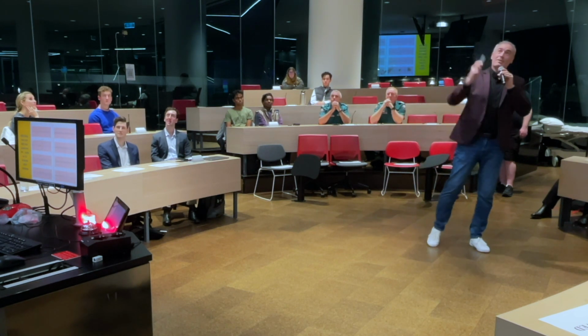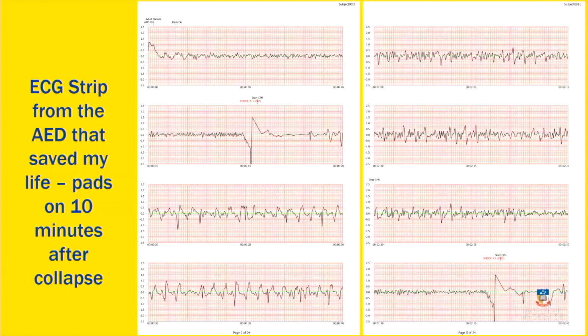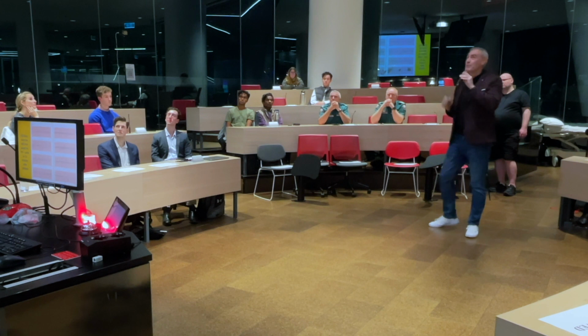But what I can see on this, up the very top there, it's very small, but it says pads on. It's the second thing that's written on that very top line. It says pads on. That's where the pads were placed on my chest, and the AED started to do its work. It analysed my heart rhythm. And it said, oh, this guy, that's not a normal heart rhythm. That's what we call ventricular fibrillation. This guy needs to be shocked.